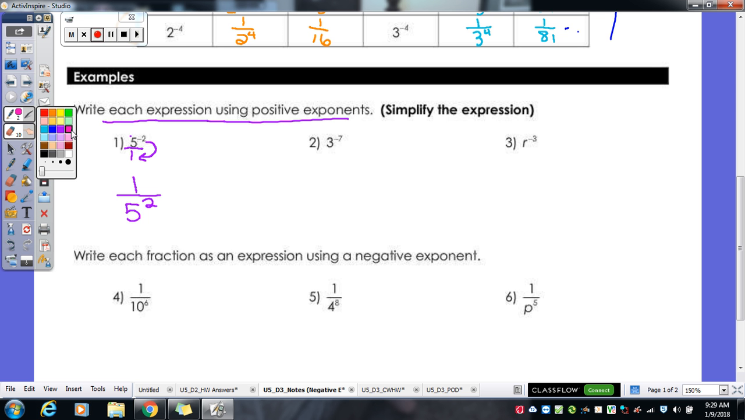So for our second one, again, I would write that as being over 1. Since my 3 has a negative exponent, I would want to move it down here. So I get 1 over 3 to the positive 7.